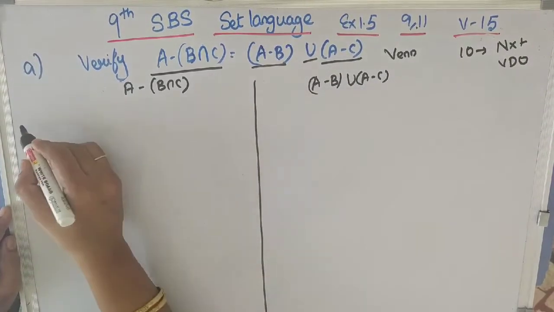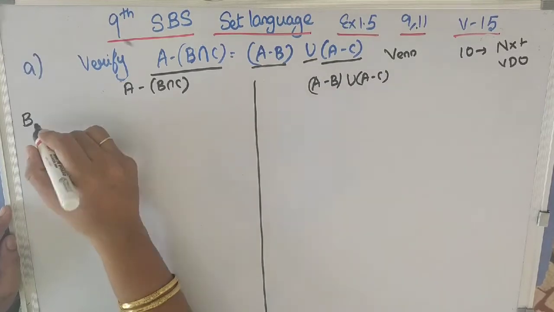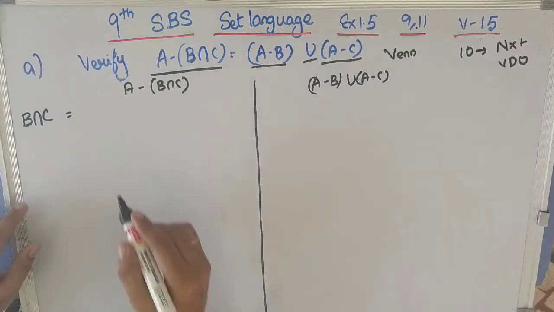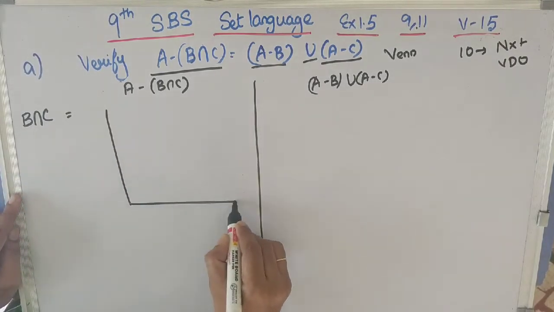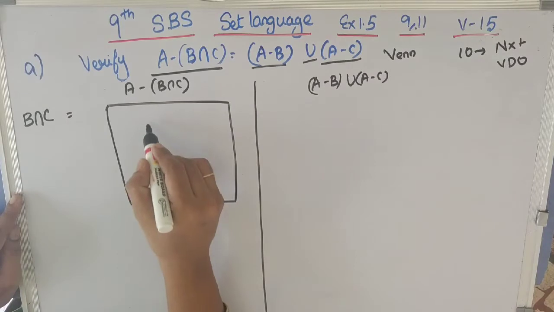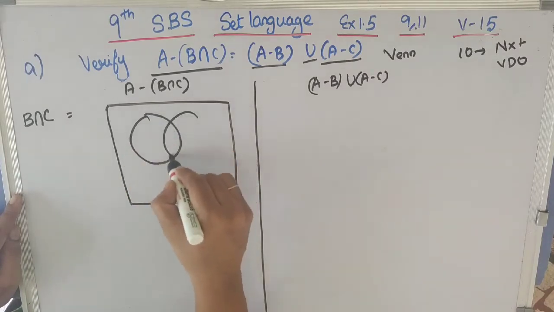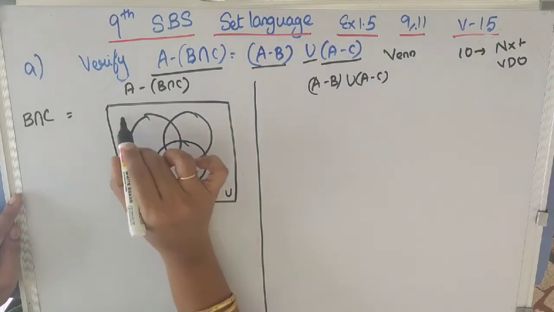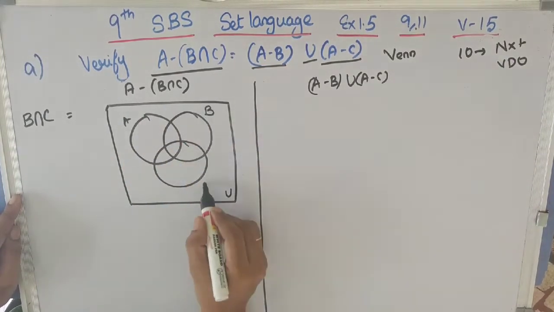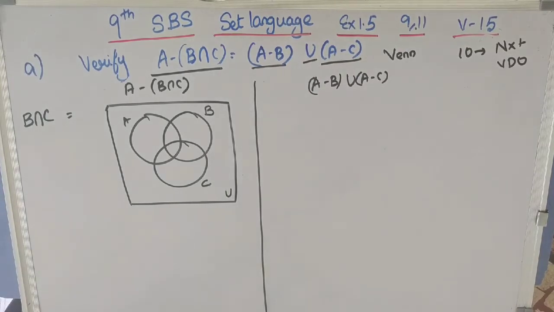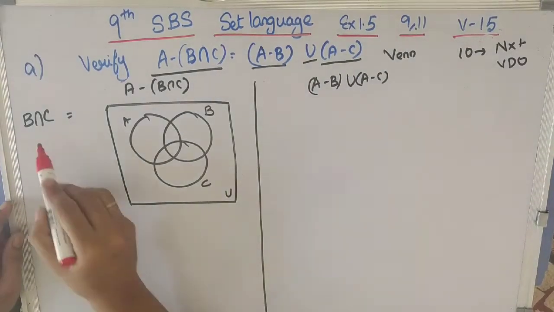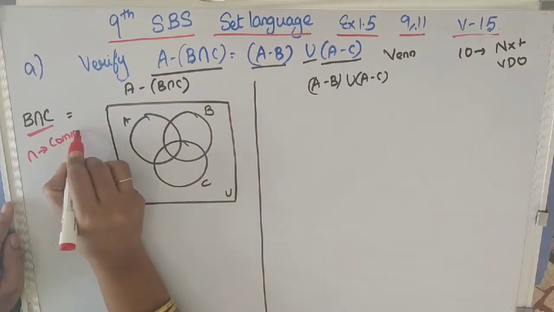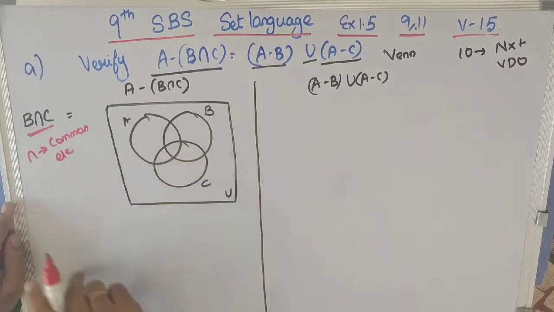Now in the left hand side I am going to first find what is B intersection C. So first I am going to draw the Venn diagram with A, B and C within the universal set. I am going to mark the universal set, A, B and C. Now, we have to find B intersection C, isn't it? What do you mean by intersection? Yes, it is only the common elements. We should write only the common elements.